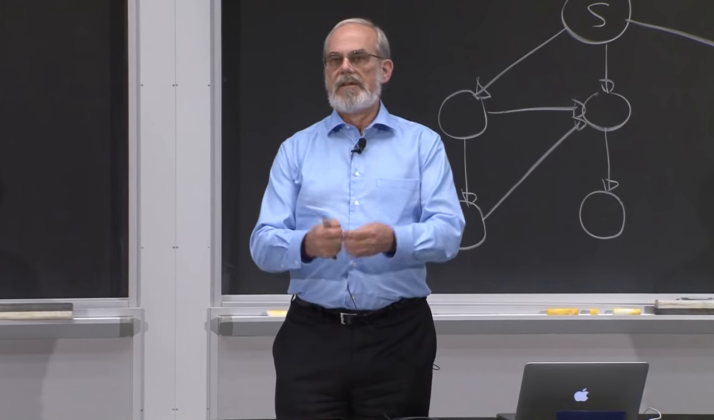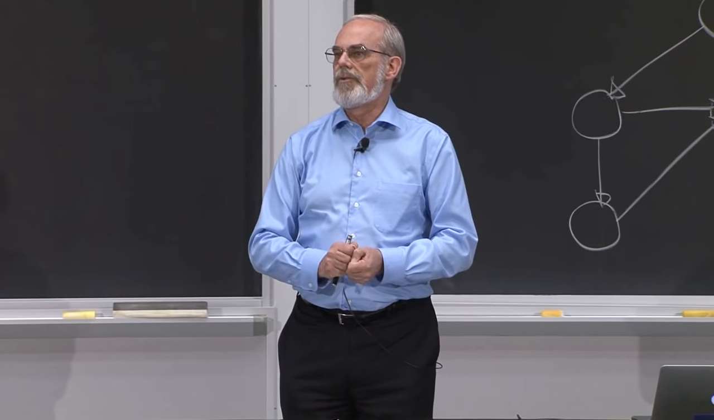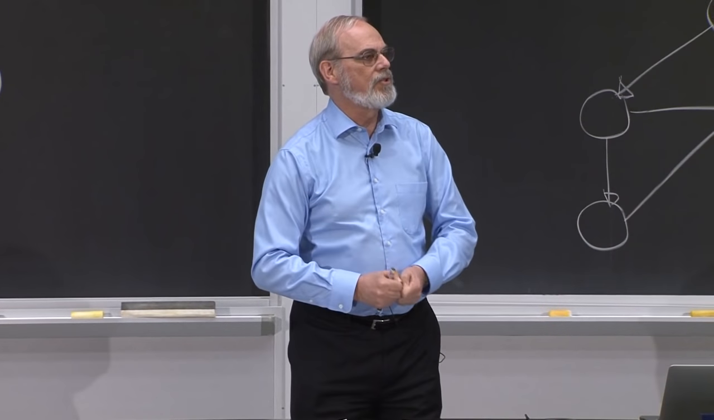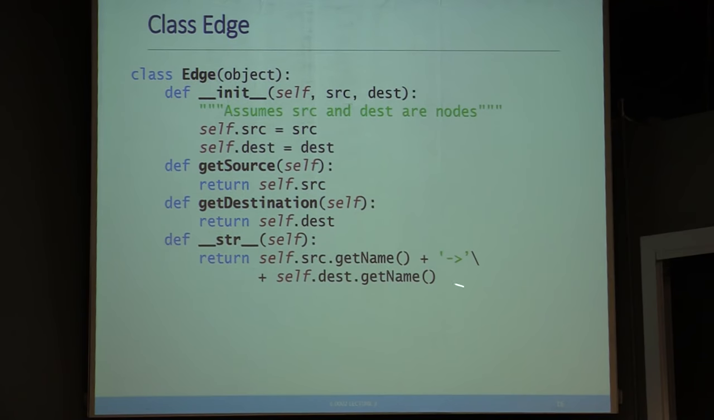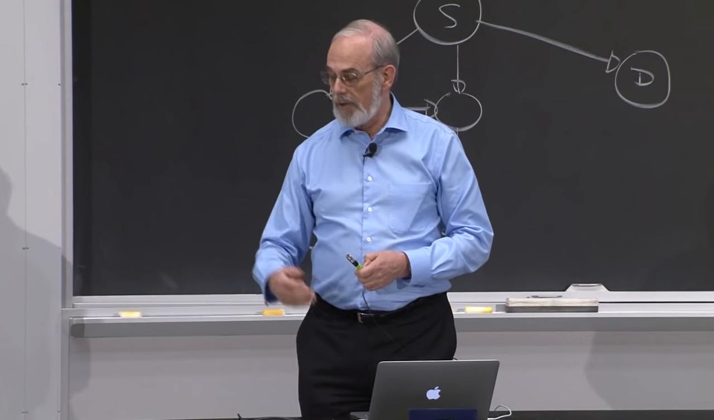What does that do? It says, inside the edge, I've got something that points to a node. I get that node. I take the method associated with it, and I call it. That returns the string. And then I glue that together with the arrow. I do the same thing on the destination, and I just print it out. Pretty straightforward, hopefully.